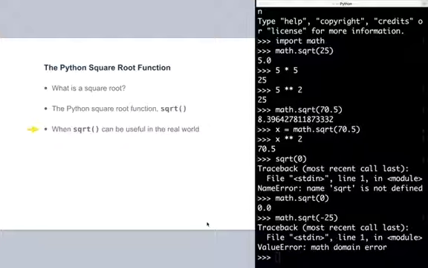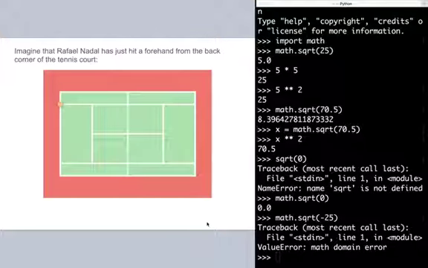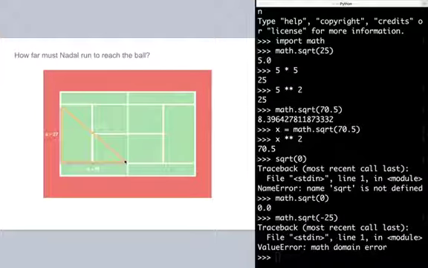So now we've seen what the square root is and how to use the Python square root function. Let's try an example of a real-world scenario where we might use the square root function. In this example, we'll be looking at a tennis court. In the sport of tennis, we have a player named Rafael Nadal. Here in this example, he'll be hitting a shot from the baseline, from the back corner of the court. Next, his opponent on this side returns the ball to right in this point next to the net and the sideline. Now, what we'd like to find out is how far must Nadal run to reach that ball to return it?